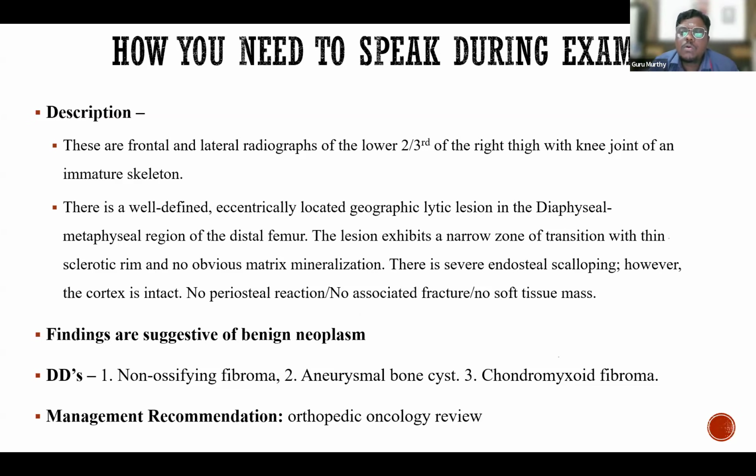Aneurysmal bone cyst will more likely be an eccentric and expansile lesion with a soap bubble appearance, all those things. Here it's almost confined within the bone confines. And non-ossifying fibroma can show this kind of typical eccentric location, narrow zone of transition with a thin sclerotic rim. So one to three will be your differentials, and differentiating features of each can be stated.